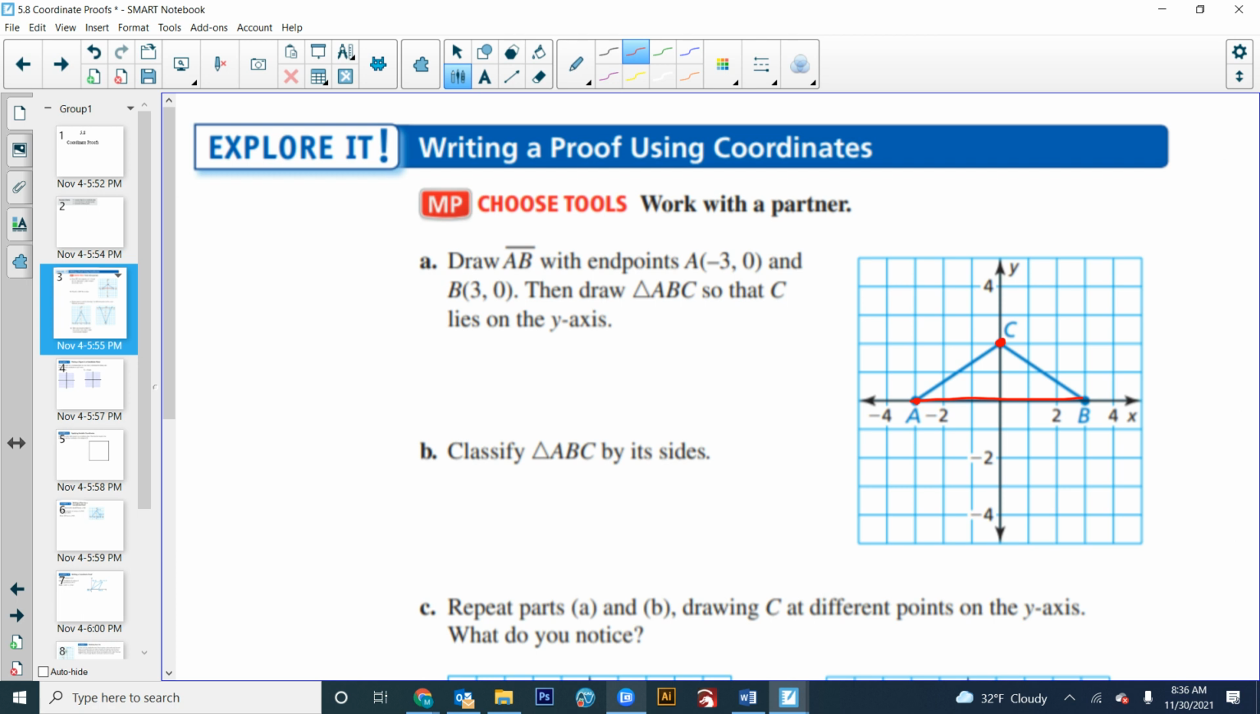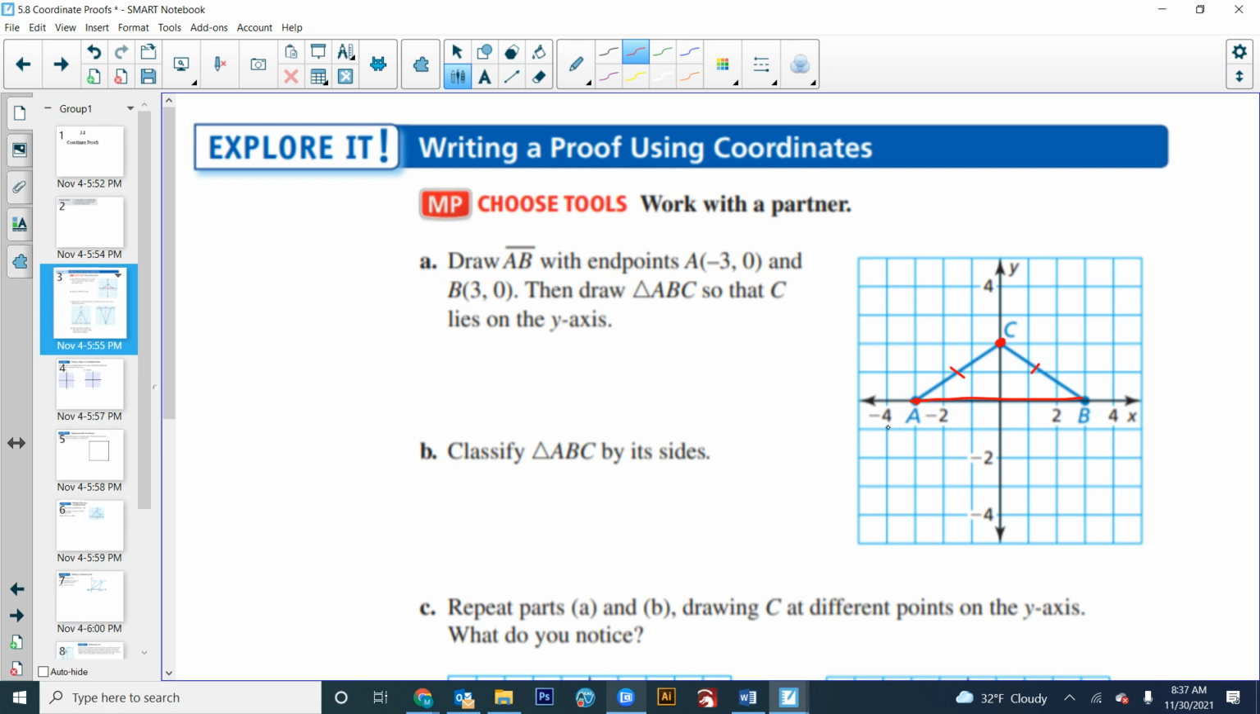could it be scalene? Could that triangle be scalene if C is on the y-axis? No. Could it be isosceles? Could it be equilateral? Yeah. And you would have to find the distance from A to C and B to C. We know these two are congruent. We just don't know if they're congruent to 6. Agree? So you would do the distance formula.